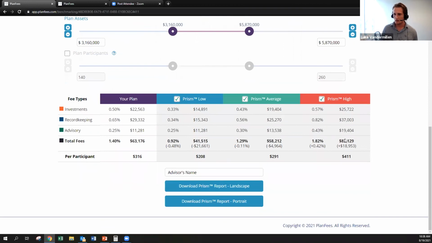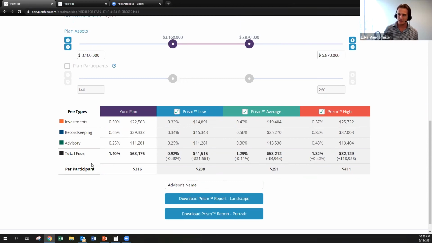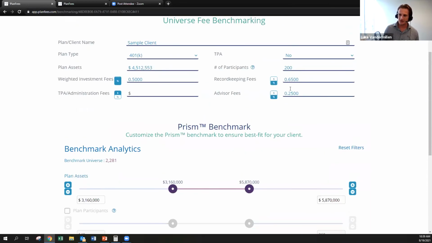And then the information here at the very bottom is going to dynamically change as the advisor changes the information. So as they change the asset band and things like that, all this information is going to update. And then once the advisor is ready to present this to a client or prospect, just hit this download Prism report button at the very bottom. The report's going to download in just a matter of seconds, and then the advisor can go ahead and present it. So again, less than 2 minutes here, 6 data points, very easy to use.